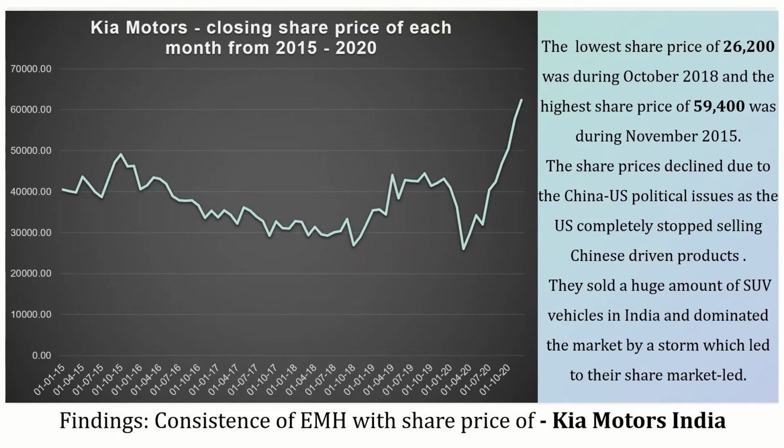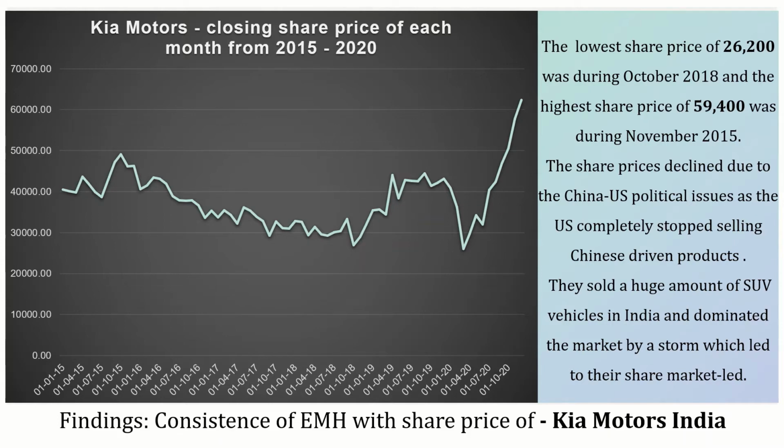The increase in the month of November 2015 was because they sold a huge amount of SUV vehicles in India and dominated the market by storm, which led to their share market lead. Thus, they had an increase in sales in their peak month of November. Also, Kia was one of the cheapest of all the car makers to deliver quality vehicles at a cost-effective price with amazing promotions.